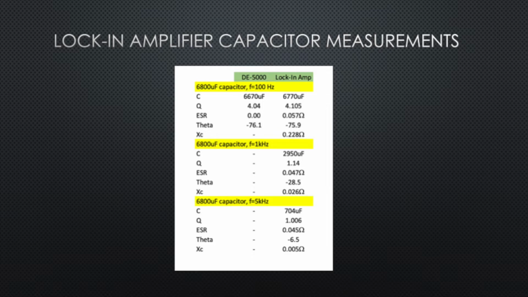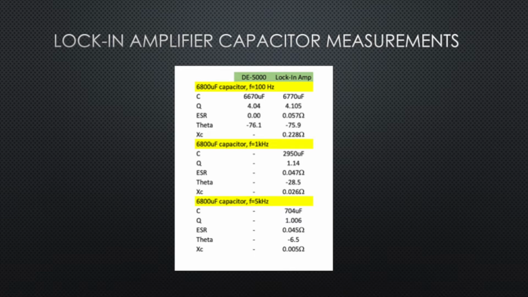And finally, I also calculated the capacitive reactance, which came out to be 0.228 ohms, which is basically still indicating that this is acting like a capacitor, where the ESR is smaller than the capacitive reactance. At a higher frequency, at 1 kilohertz, the DE5000 could not measure anything, whereas the lock-in was able to get a value of almost 3 millifarad out of that capacitor. The Q has now dropped to like 1.14. It's almost useless as a capacitor now.